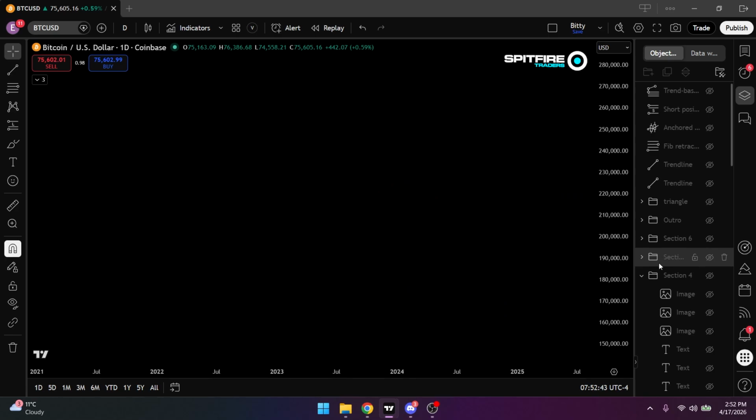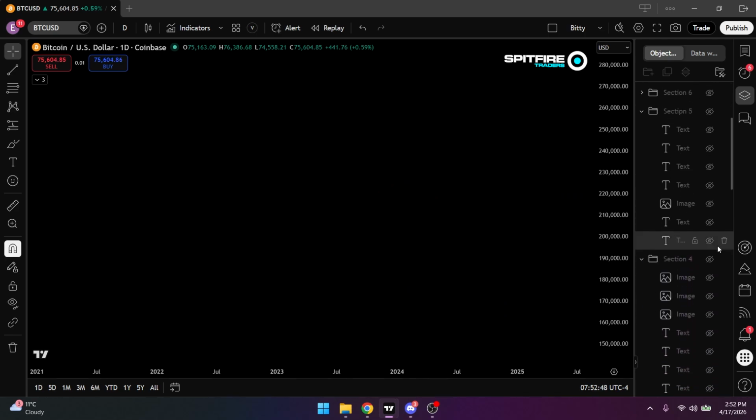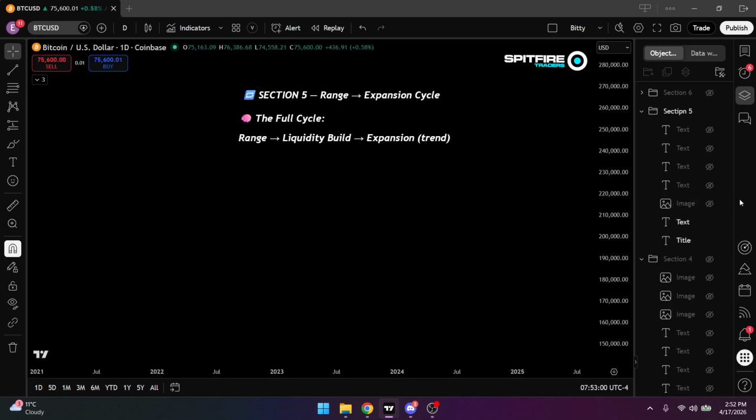But ranges don't last forever. They are just one phase in the market cycle. The market constantly moves between balance and imbalance. The typical cycle looks like this: range, liquidity build, and expansion.